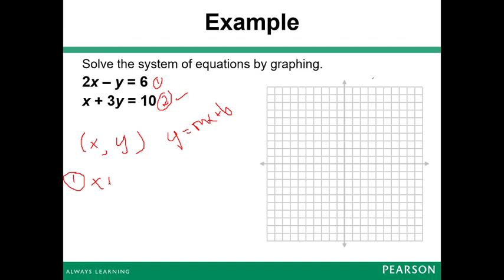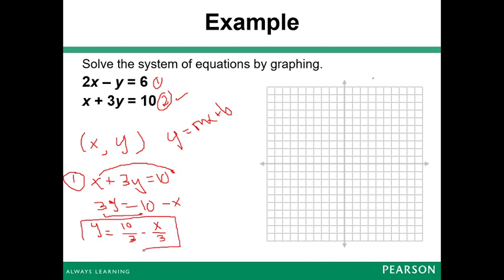In this case, x plus 3y equals 10. We're going to move this x to the other side in negative form: 3y equals 10 minus x. Now this 3 is multiplying, so we're going to pass it to the other side to divide 10 minus x. So the answer in this case is y equals 10 over 3 minus x over 3.